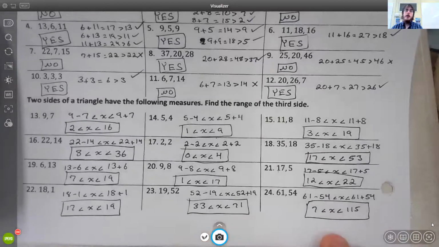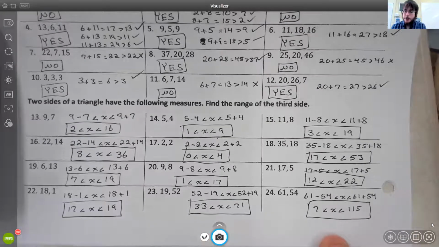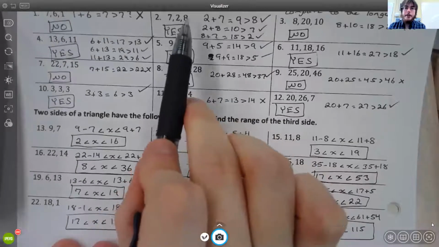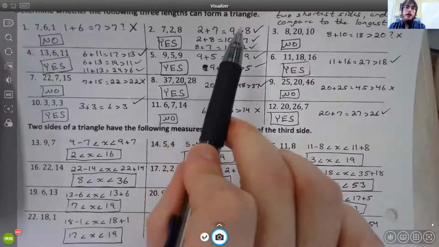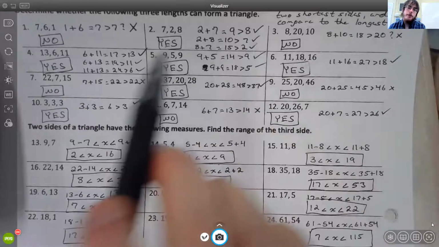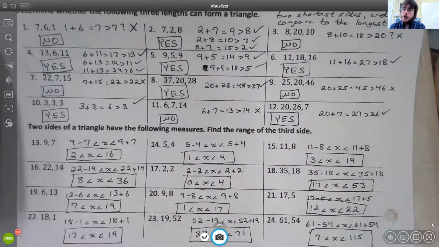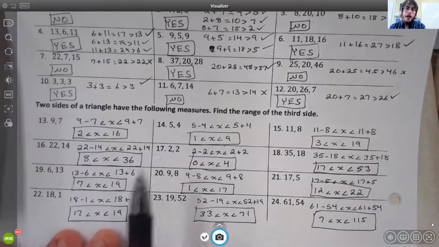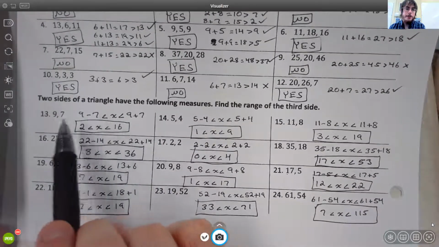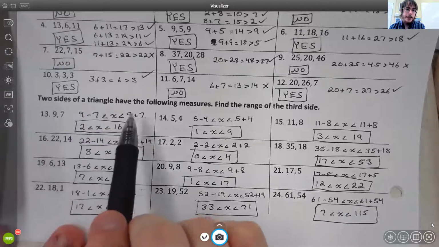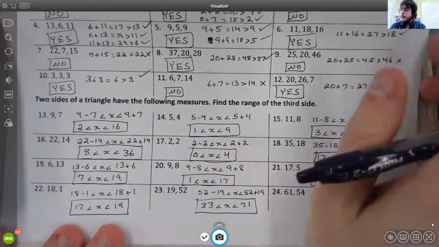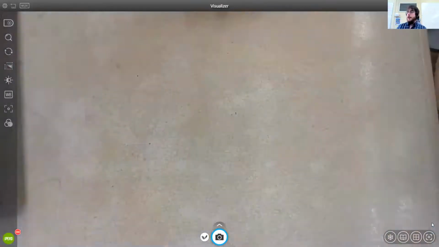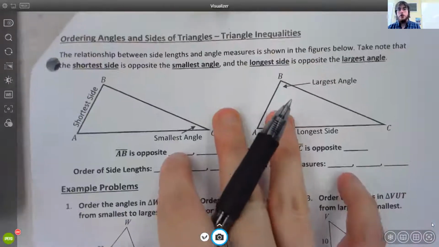Okay? And so that's how you find the range. So remember, finding whether they can form a triangle, you have to add the two together and see if they're larger than the third side. You can just use the two smallest sides and see if they're larger than the third. And to find the range, you subtract your two sides and add your two sides and put them in an inequality.